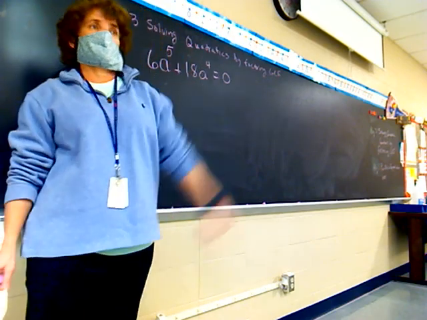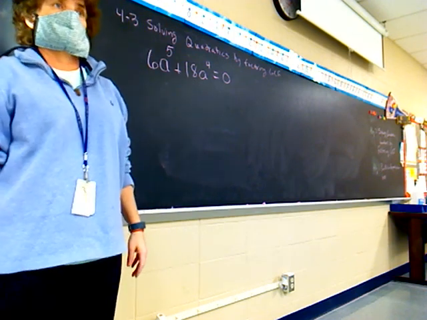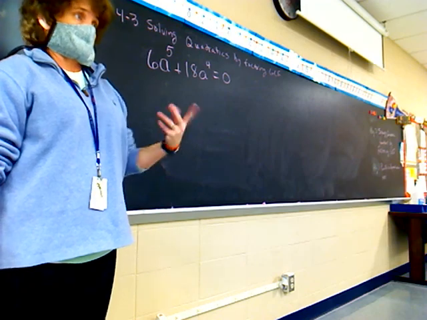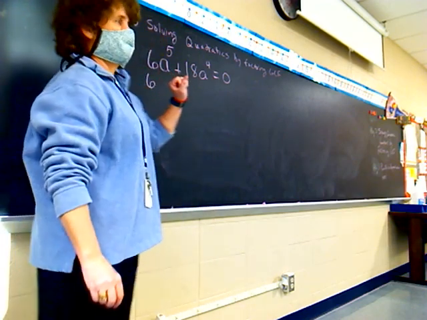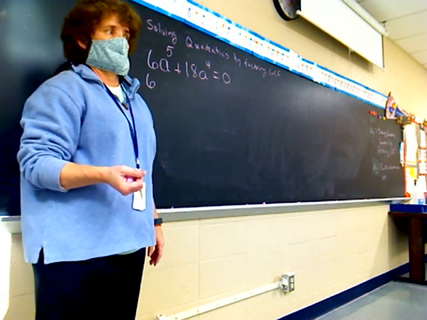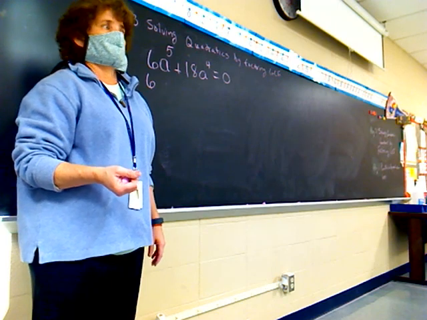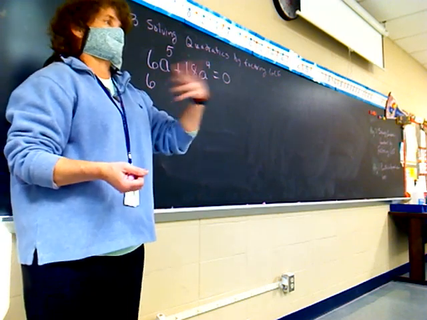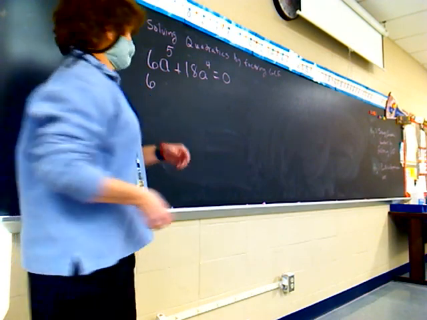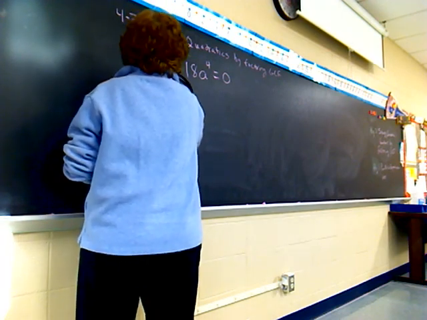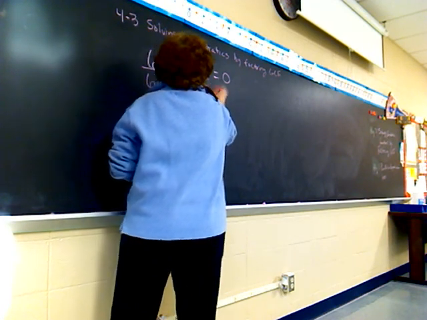Step 1, you need to find the greatest common factor, the largest number that goes into both of these. What's the largest number that goes into both of those? 6. And how many a's do they share? I'll give you a clue. It's 4. That's not the clue. The clue is it's always the smallest exponent. So 6a to the 4th is the greatest common factor. Divide all terms by 6a to the 4th.